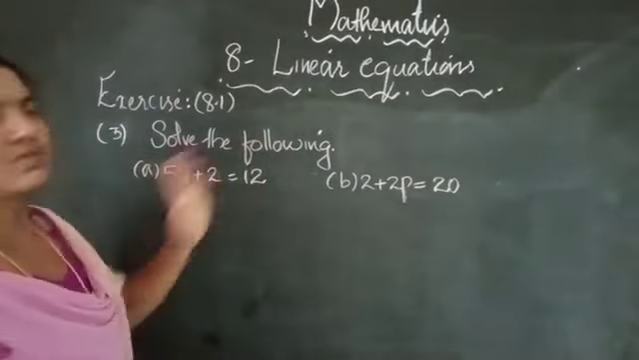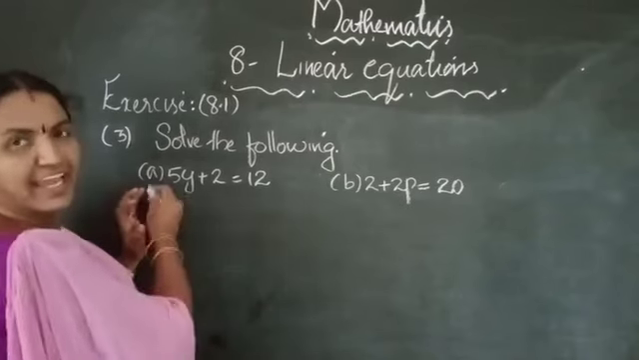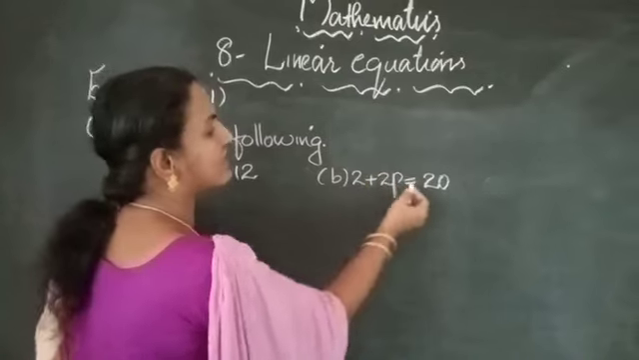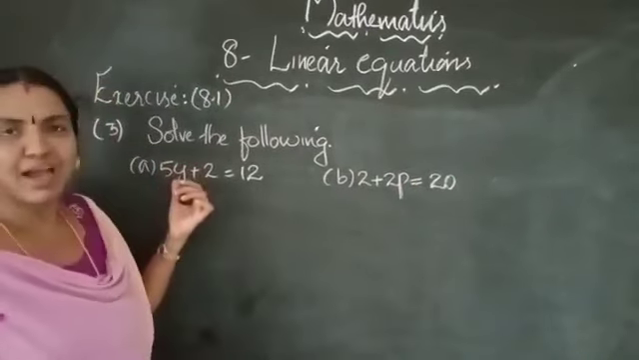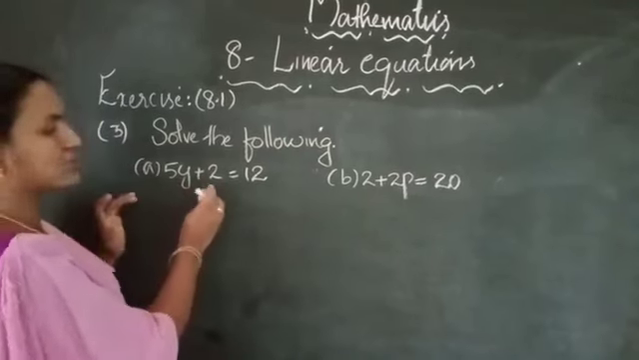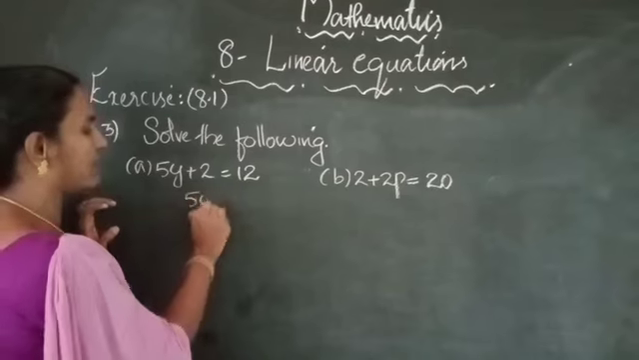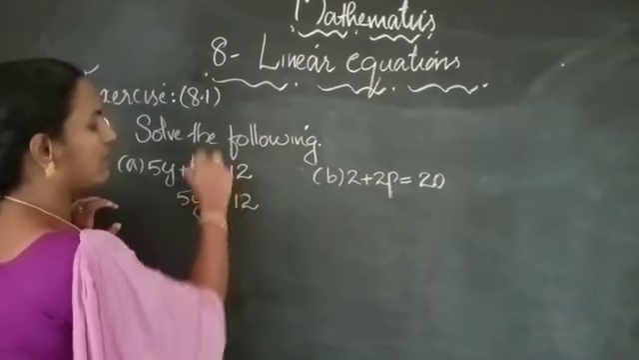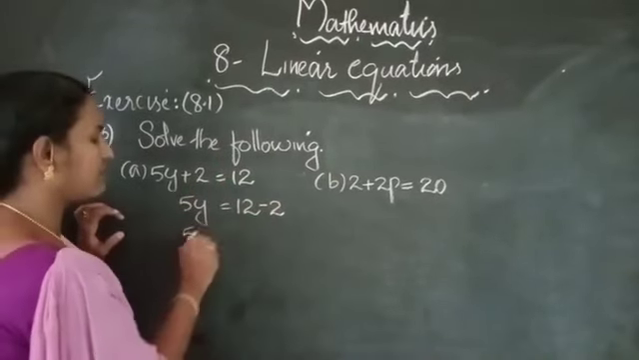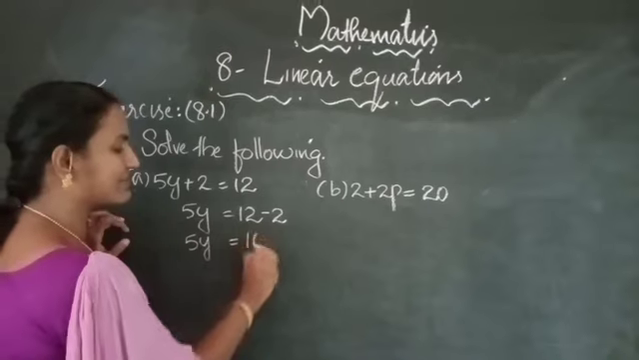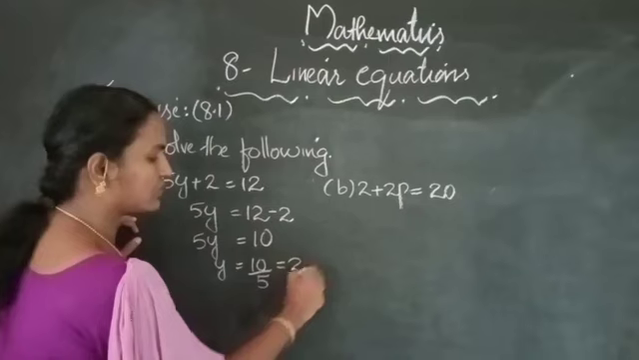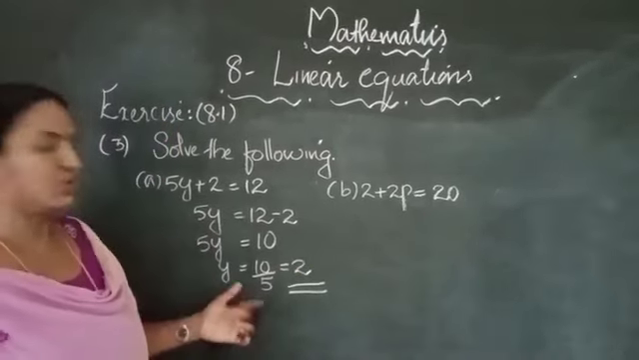Question number 3, solve the following. Option A, 5y plus 2 is equal to 12, and option B, 2 plus 2p is equal to 20. Solve means we have to find the value of the variable. So, 5y plus 2 is equal to 12. So, 5y is equal to 12 minus 2. Here plus 2 becomes minus 2. So, 5y is equal to 12 minus 2, which is 10. So y is equal to 10 divided by 5, which is 2. y is equal to 2.